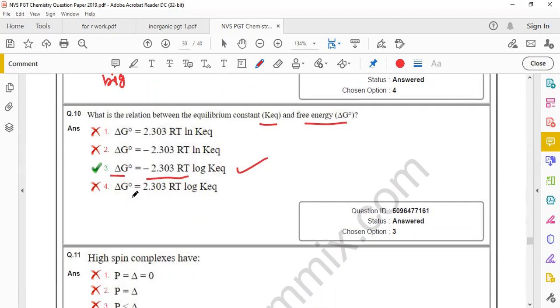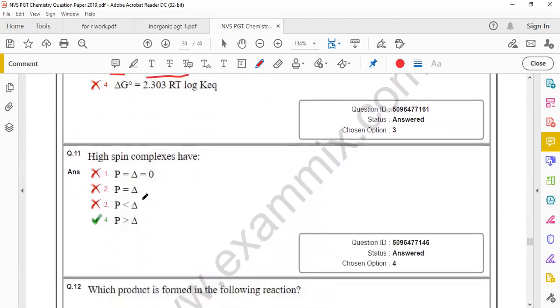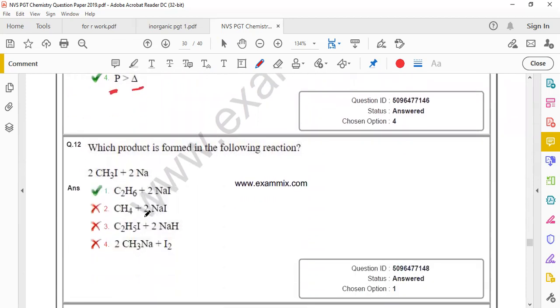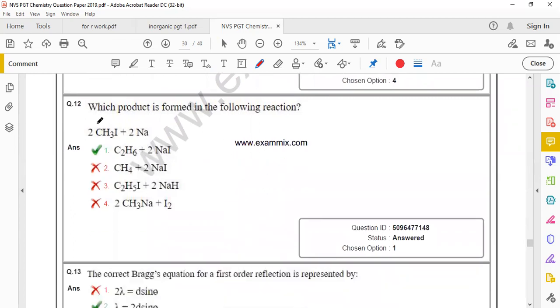Okay, next question is, a high spin complex: in a high spin complex you will always get P greater than delta. So next question is, which product is formed in the following reaction? Here you can see methyl iodide reacting with sodium, right? What will happen? We will get ethane plus NaI. It's a Wurtz reaction if you remember.